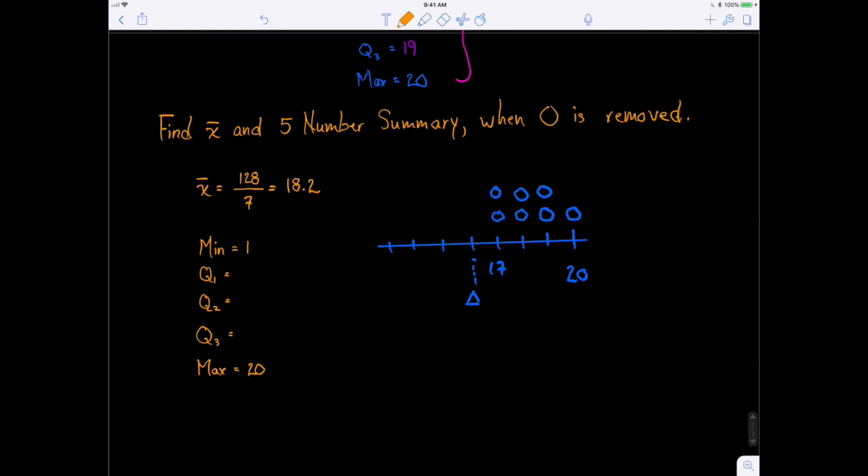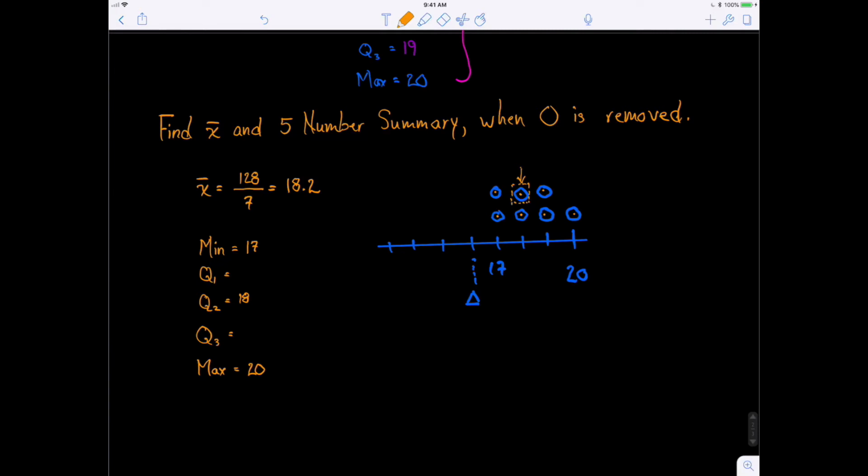Our minimum is 17. And since we have 7 values, that means that the 4th value, counting from either the top or the bottom, would be our Q2. So if we do that, we'll start here. 1, 2, 3, 4. And so I'm thinking it's going to be that 18. Let's try it again. We'll go 1, 2, 3. Now remember, we're going the other direction, so 4, and there it is again, so Q2 is 18. I'll put a little box around that.